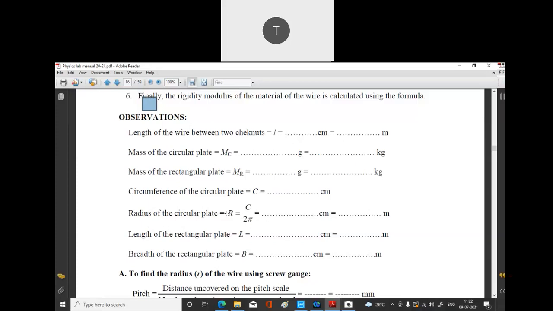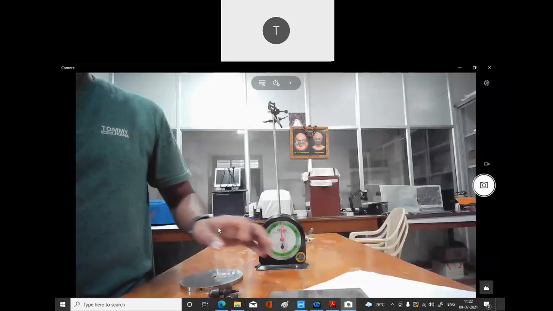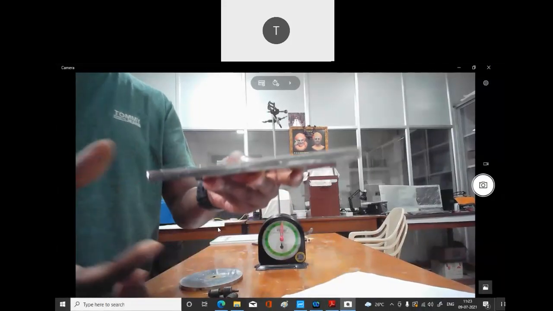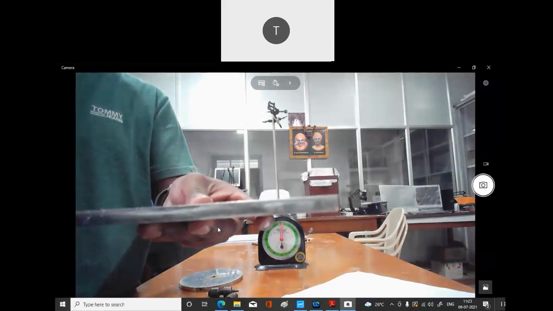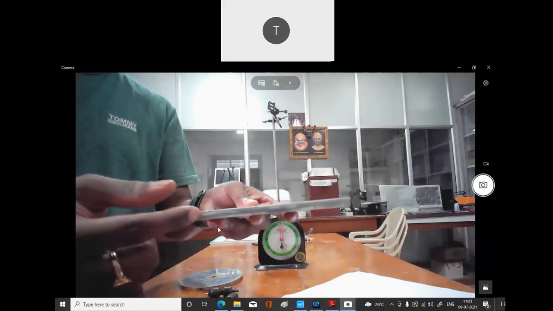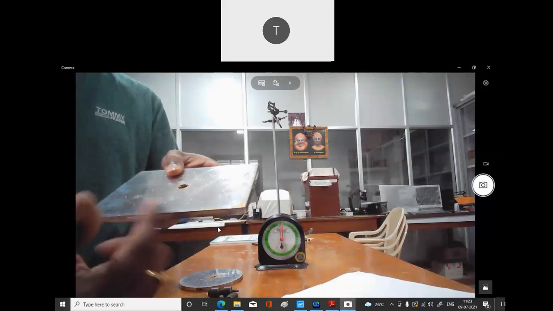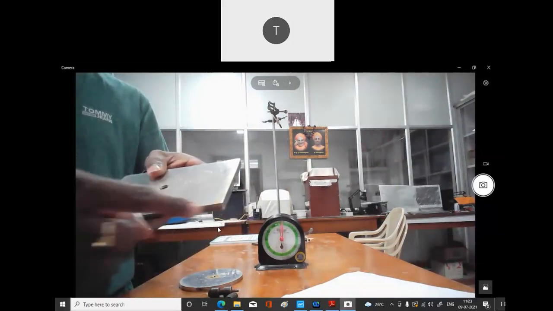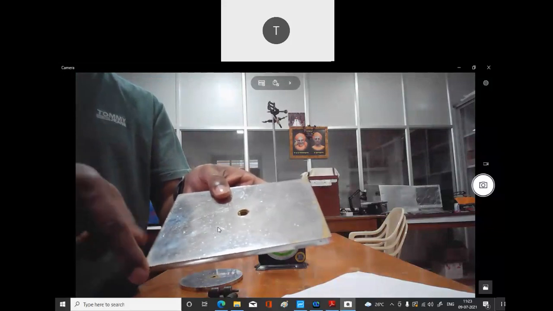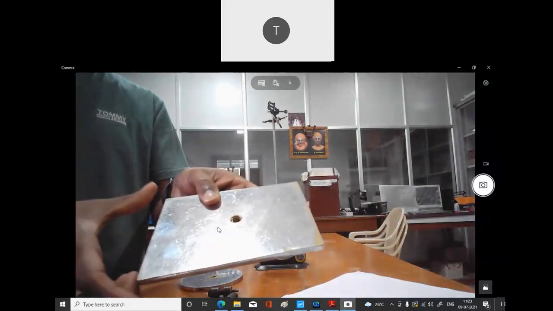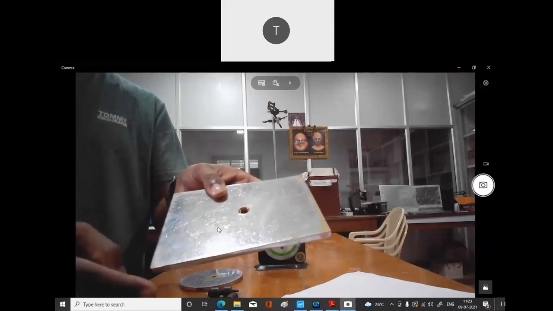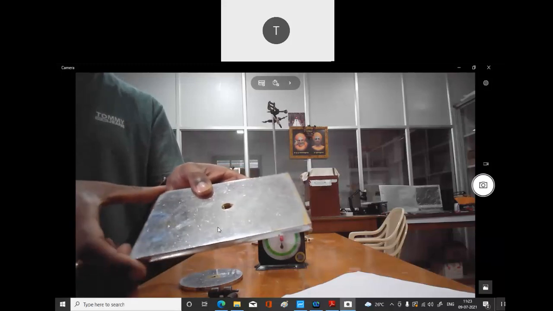So we found the mass and also the radius of your circular plate. In the same way, you find the mass of the rectangular plate, and also the physical dimensions. You need the length. You don't worry about the thickness, as it is very small, so we consider it almost negligible. Length is your longer distance. You take a scale and measure the distance between both ends. This gives the length, and the distance from the top to the bottom is the breadth. So breadth and length you have to find.